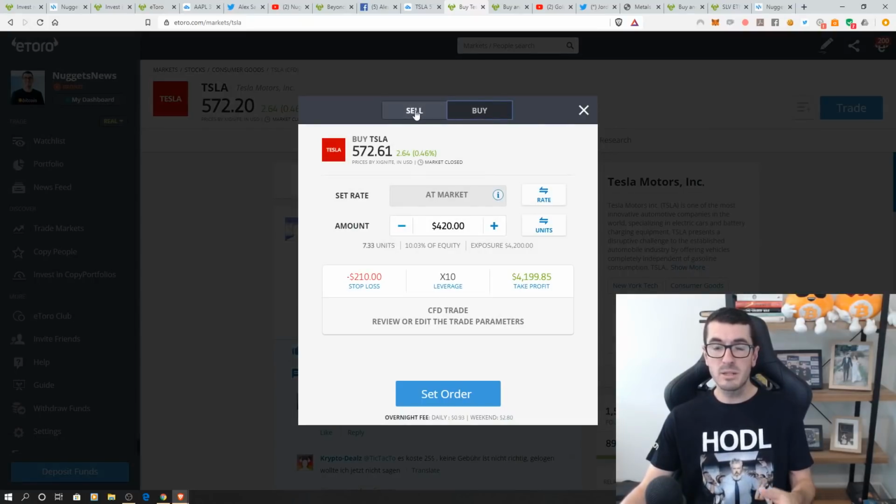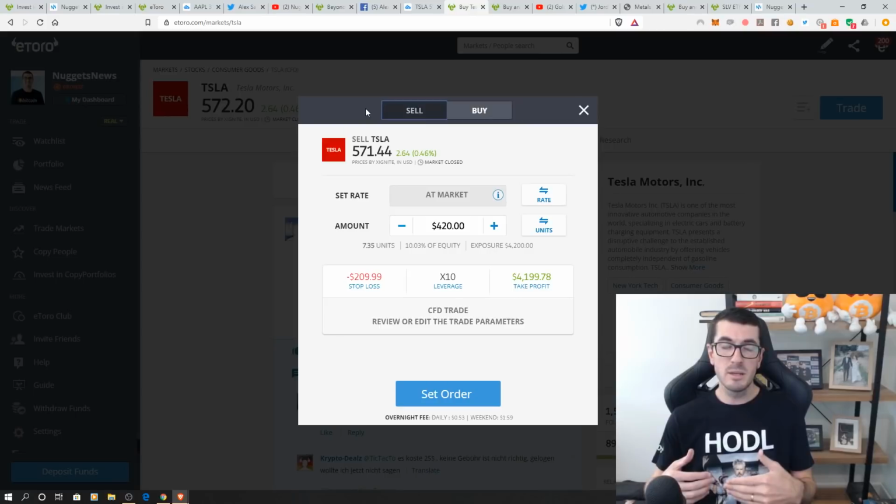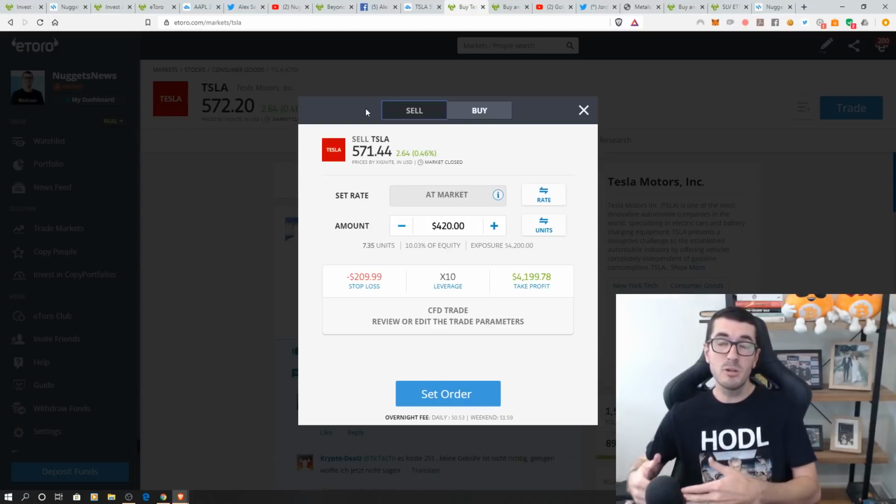So I'm actually going to click on sell, and this actually means that we're shorting. So we're not actually selling a stock that we already own. We're betting that it's going to go down, and that's confusing for beginners, but just think of shorting means betting it's going to go down, and longing or buying means that you're betting it's going to go up and you make money if it goes up.